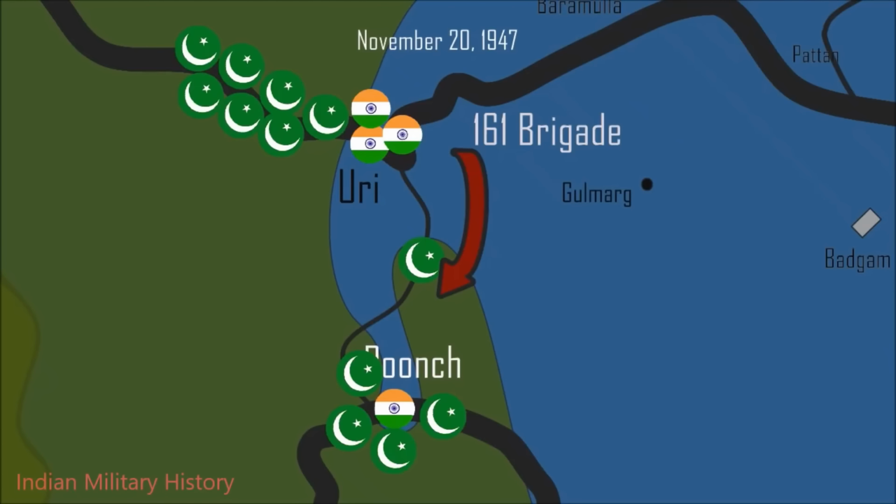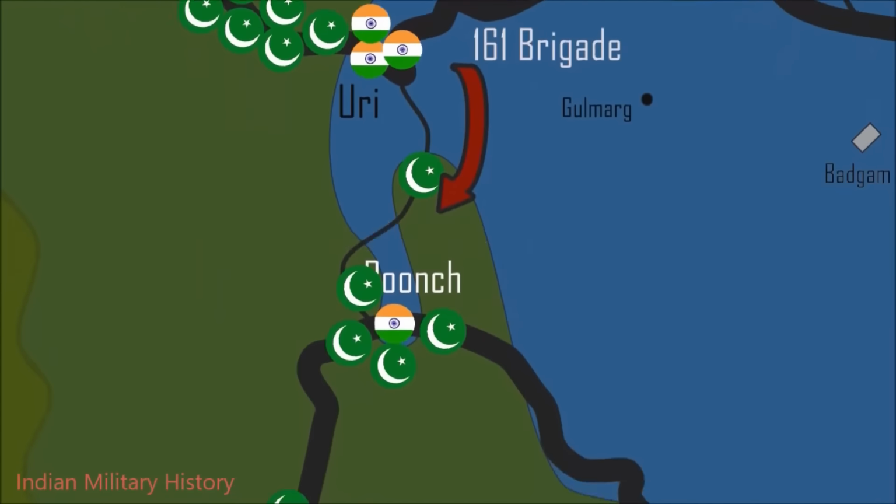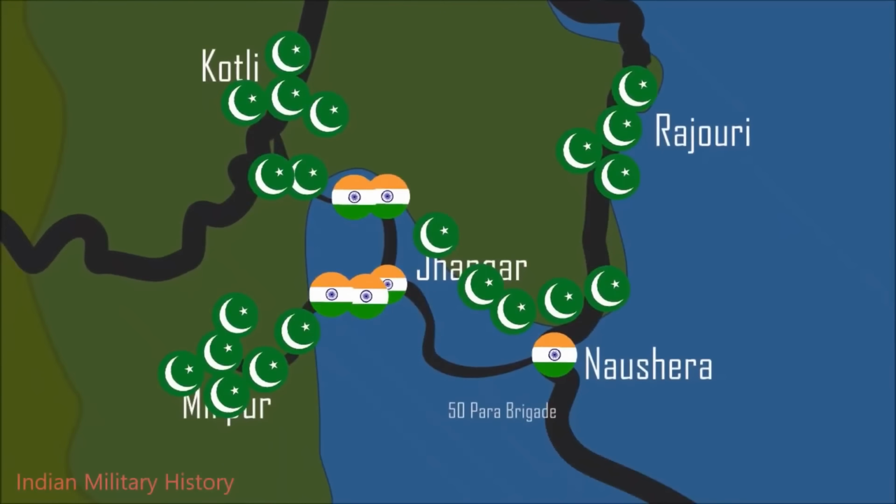Poonch garrison, with troops from Jammu and Kashmir state forces, reinforced by troops under Brigadier Pritam Singh, formed the Poonch Brigade. The one-year-long siege of Poonch began by the end of November 1947. 50 Para Brigade in the south reinforced Jhangar and Naushera garrisons and set up defences in these towns.